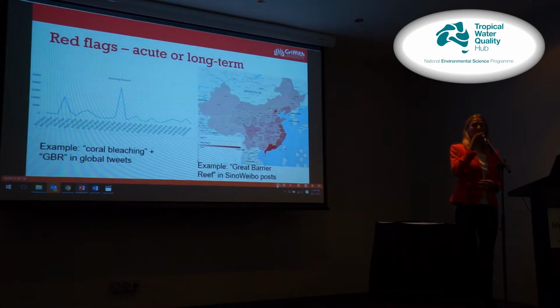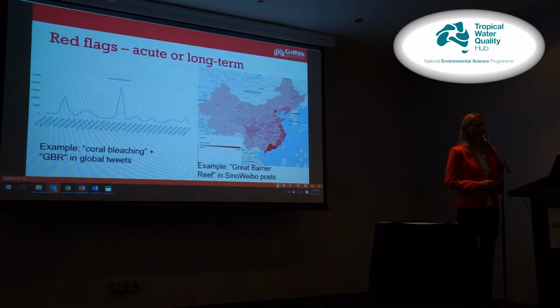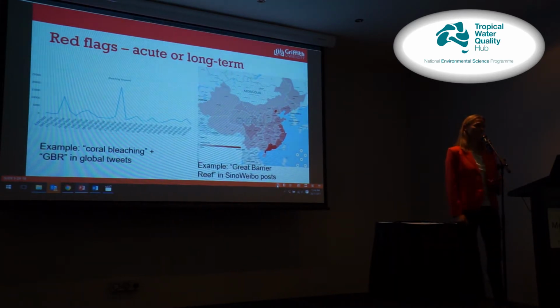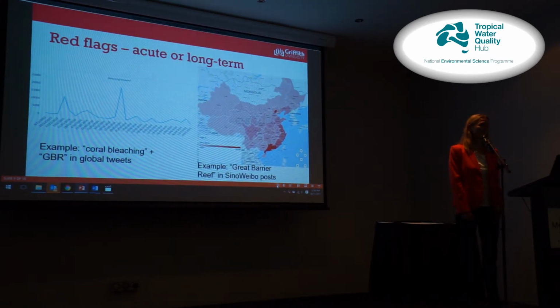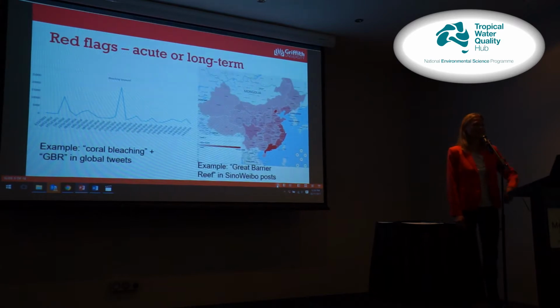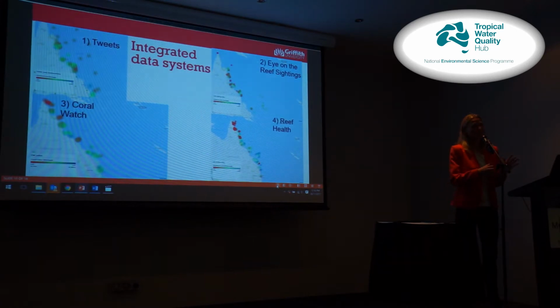Okay, so you can see a map of China here, and we looked at Weibo, which is a Chinese social media channel, and how many Chinese talk about the Great Barrier Reef, so you can visualize it, and again you could pick up if there are particular topics that are maybe concerning from an advocacy or image point of view.